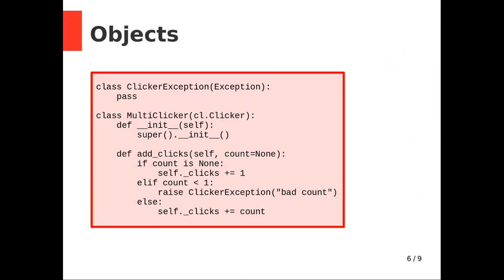And the exception, the elif count less than 1, just exists so that somewhere in the refresher you will see if, elif, else, and you will see how to raise an exception. You should already know this, but this is the if, elif, else construct, and this is how you raise an exception.